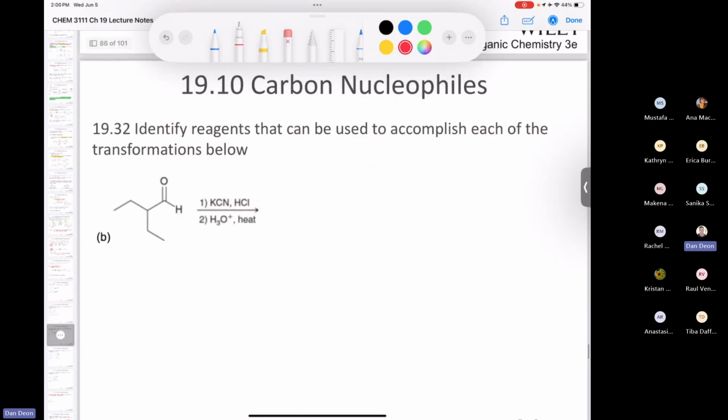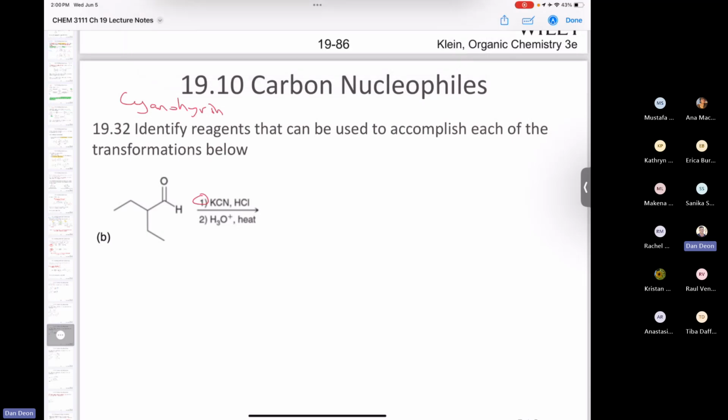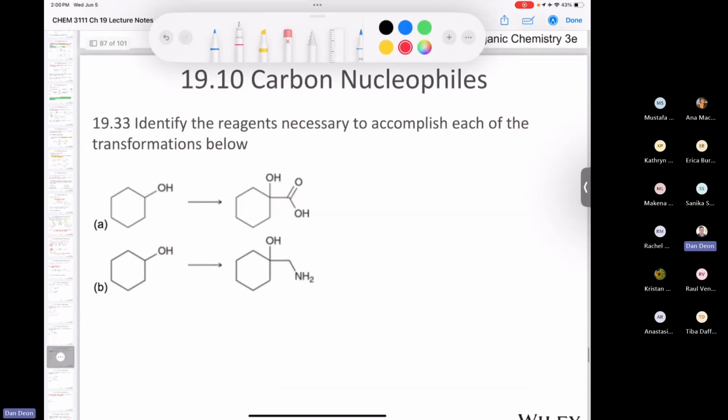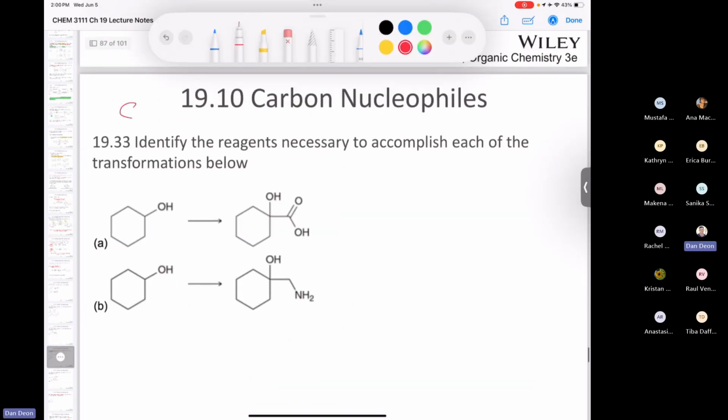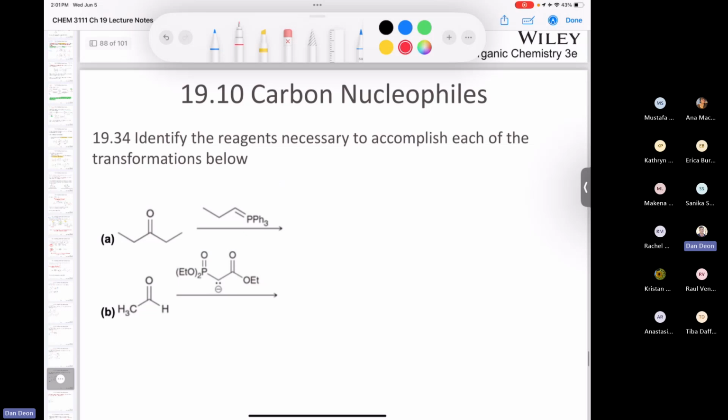This one here involves a cyanohydrin, at least it does in the first step. The second step is the hydrolysis of the nitrile. The next one also involves cyanohydrins. The next one involves Wittig.